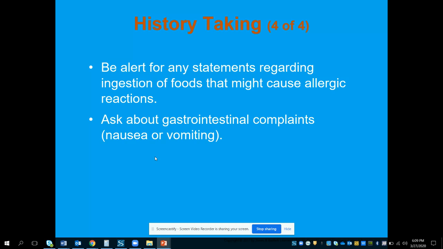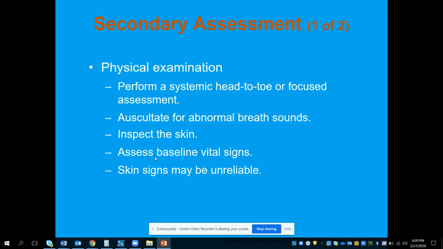We want to be alert for any statements regarding ingestion of foods that could cause allergic reactions. So again, thinking if they're not sure what caused this, asking about their last oral intake. Is this new for you? Is this the first time you've had it? And we can also ask about gastrointestinal complaints specifically related to nausea and vomiting that could go hand in hand with this.